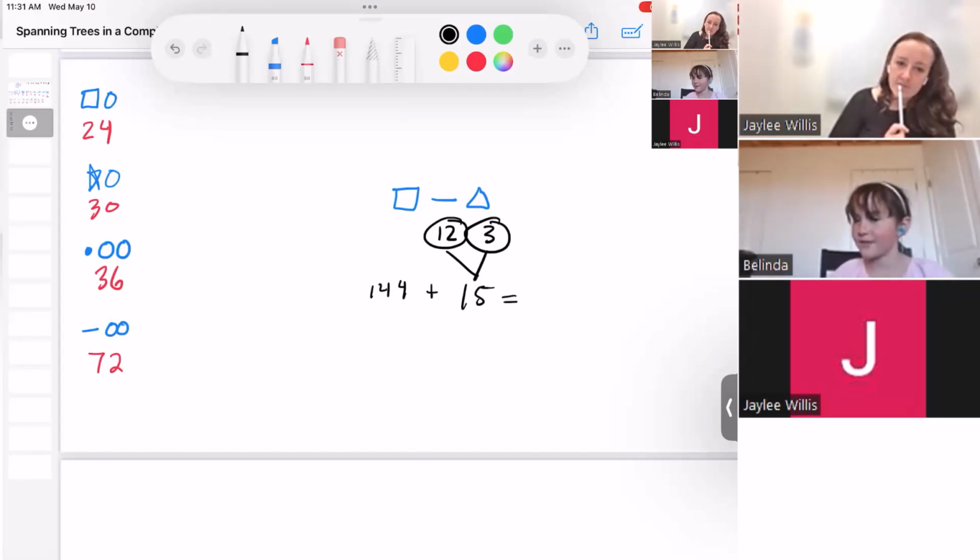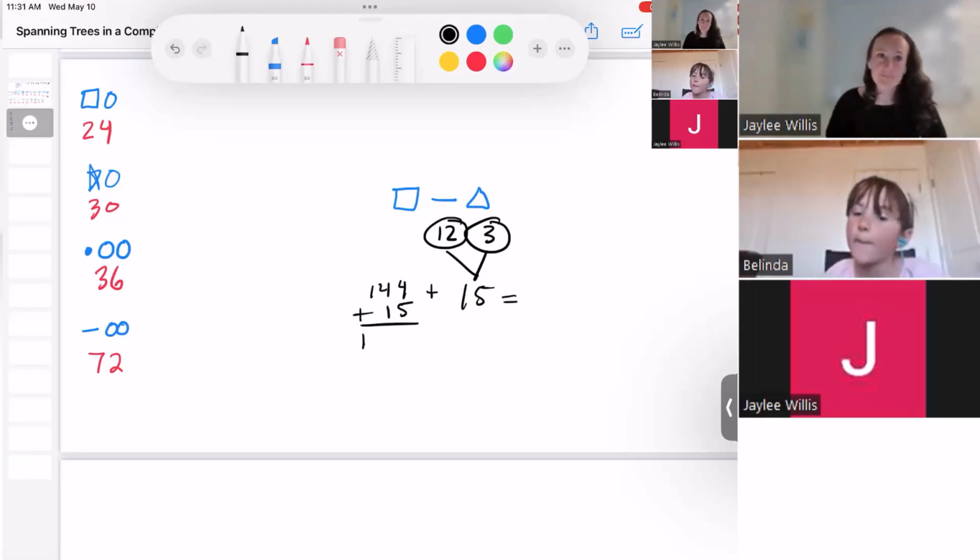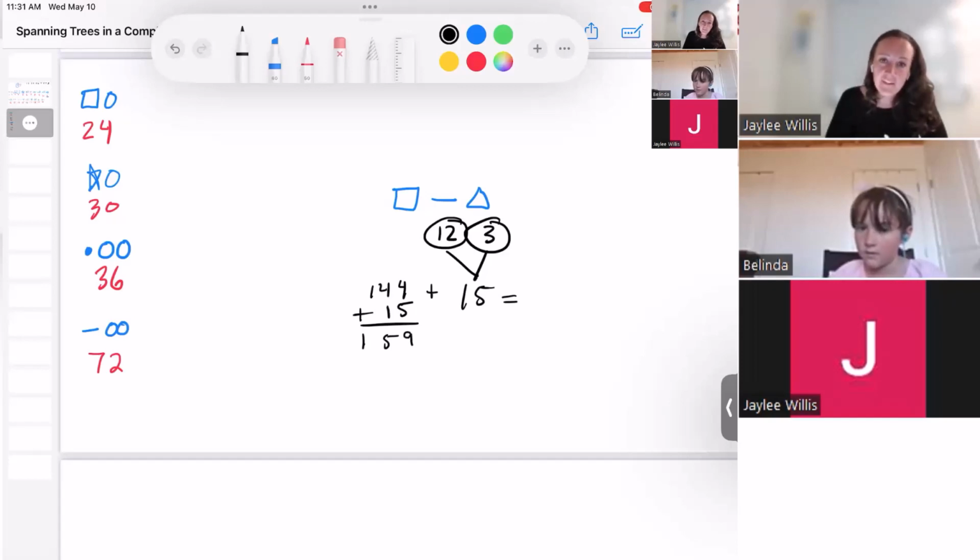Can you stack them on top of each other? Sure. Like that? Okay. That would be 1, of course. And then that would be 5. And then that would be 9. Perfect. So how many apples do they want? 159. Okay, awesome. So they want 159 apples.